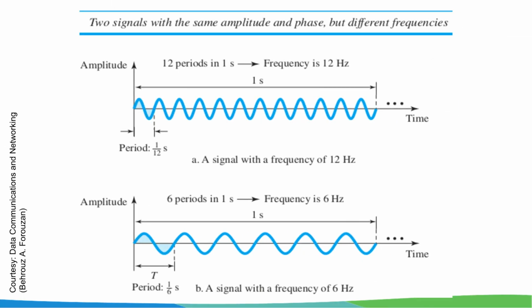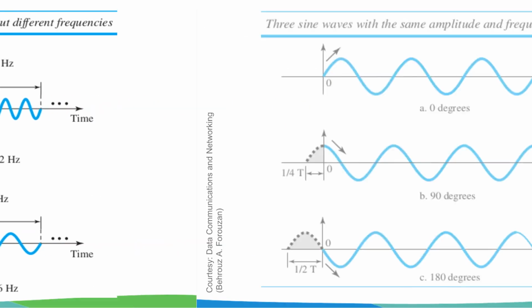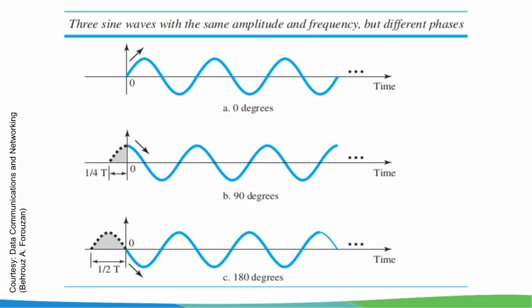These graphs illustrate two signals with the same amplitude and phase, but different frequencies. The first is 12 Hz, and the second is 6 Hz, showing how period and frequency relate. Here we see three sine waves, with the same amplitude and frequency, but different phases. They are shown at 0 degrees, 90 degrees, and 180 degrees of phase shift.